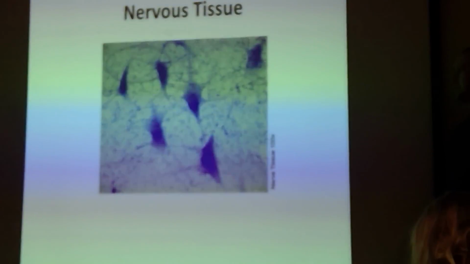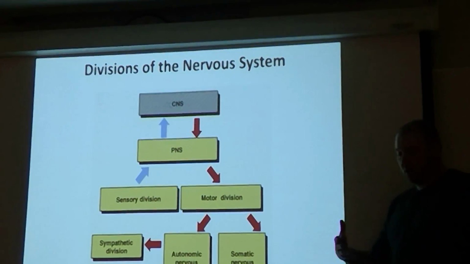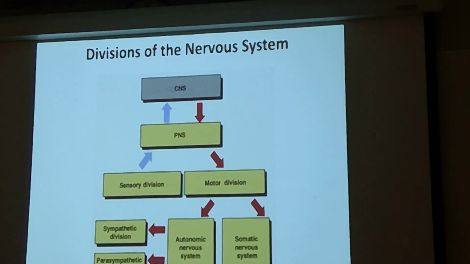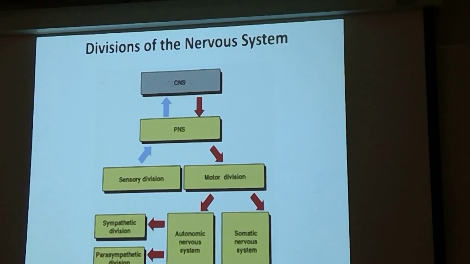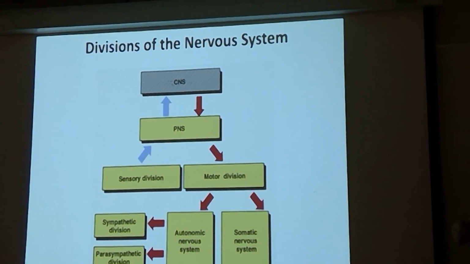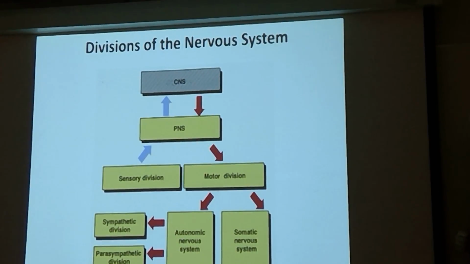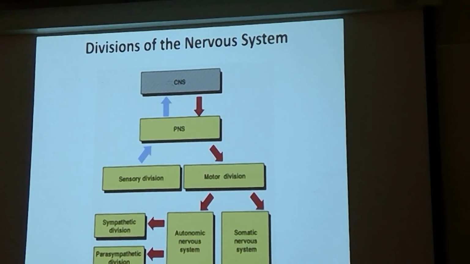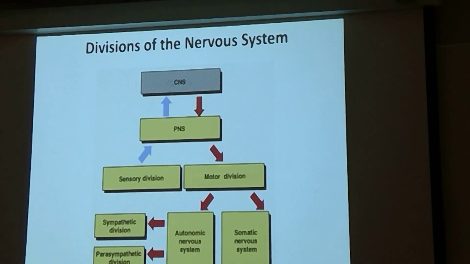We have the sensory division, or all of that input coming into the nervous system. So the nervous system is going to know how to respond to the environment and then use the motor division to control that response. You've got your somatic nervous system and your autonomic nervous system. We'll talk about the differences between those. And then the sympathetic division and the parasympathetic division of the autonomic nervous system.